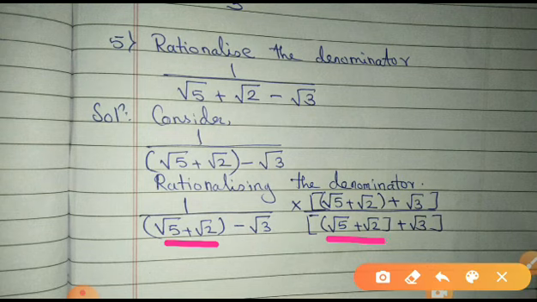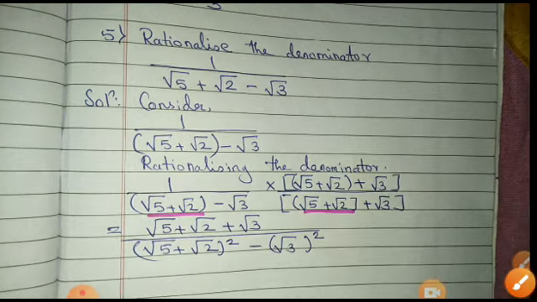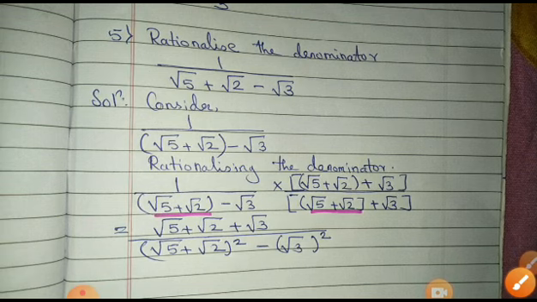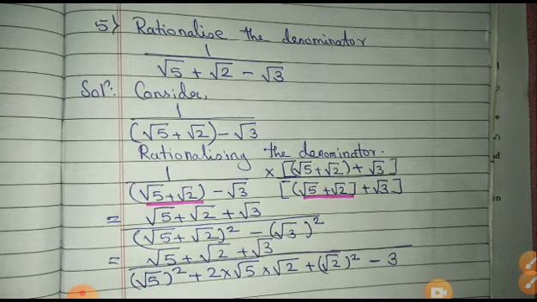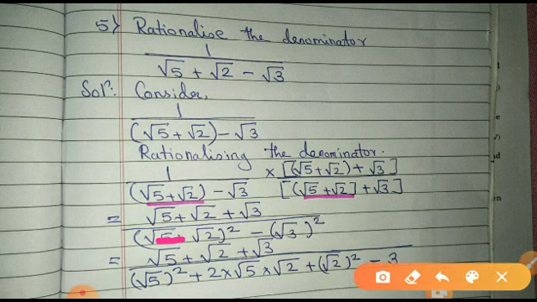This is my A, this is B. So is it of the form A plus B into A minus B? Yes. Okay. So I'll be getting it as root 5 plus root 2 plus root 3 divided by root 5 plus root 2 the whole square minus root 3 whole square. Again, I have to make use of A plus B the whole square.